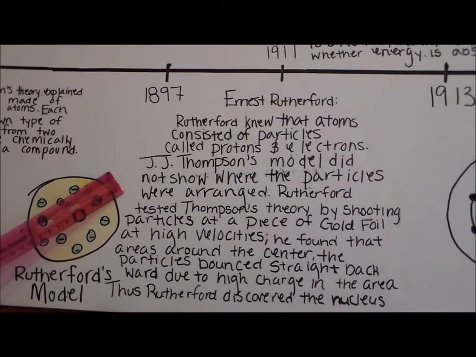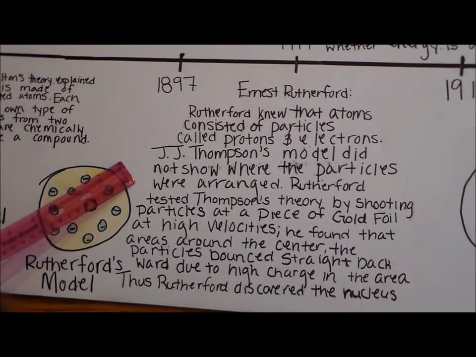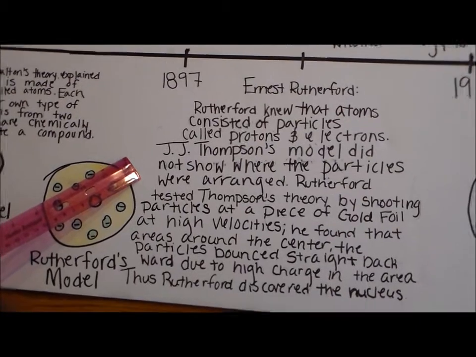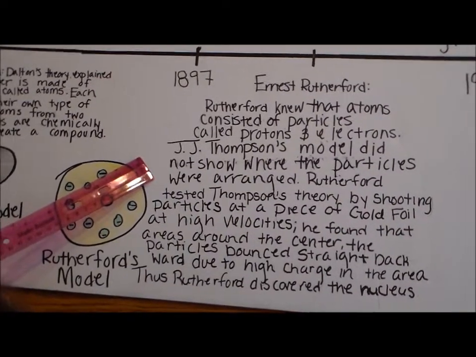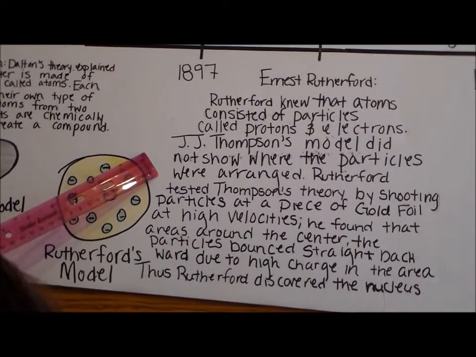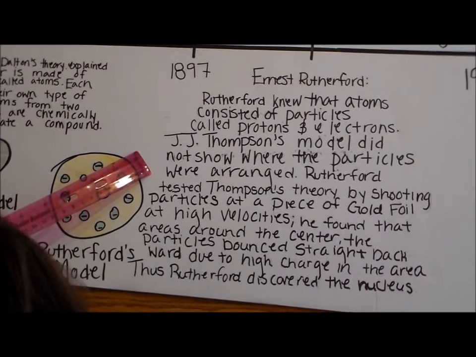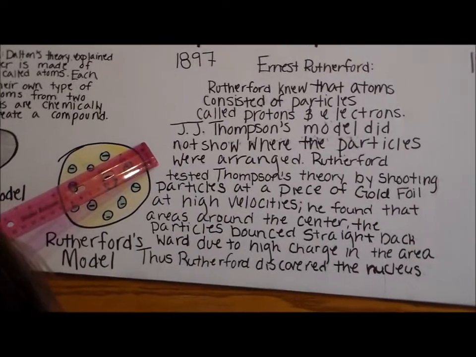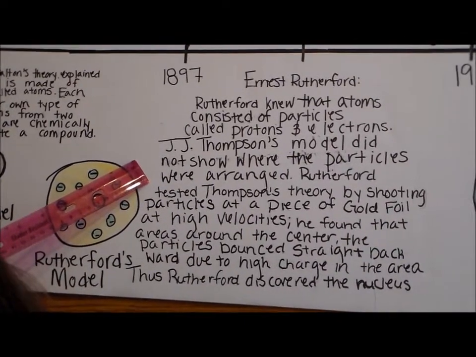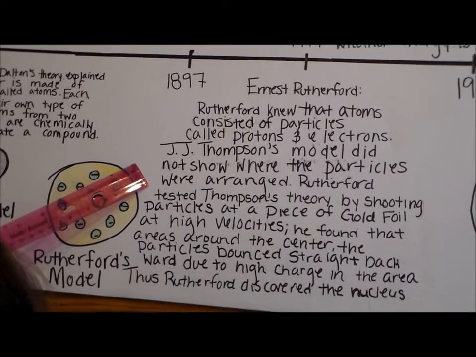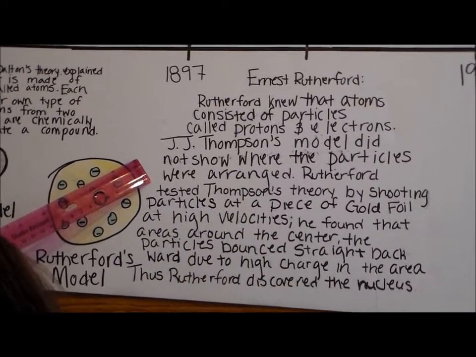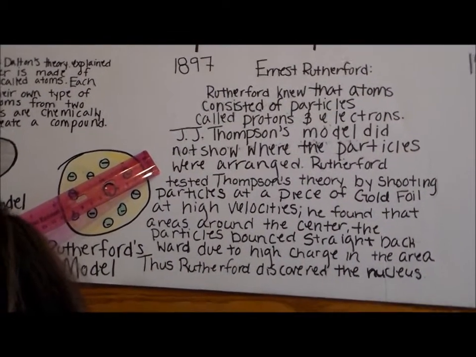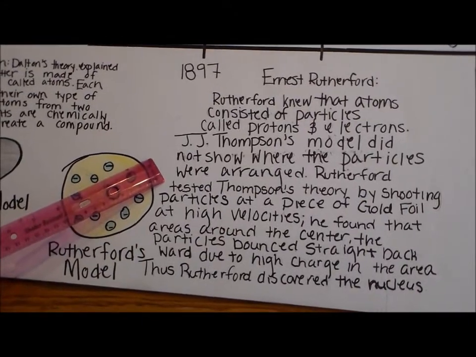In 1911, Ernest Rutherford knew that atoms consisted of particles called protons and electrons. J.J. Thomson's model did not show where the particles were arranged. Rutherford tested Thomson's theory by shooting particles at a piece of gold foil at high velocities. He found that in areas around the center, the particles bounced straight backward due to high charge in the area. Thus, Rutherford discovered the nucleus.